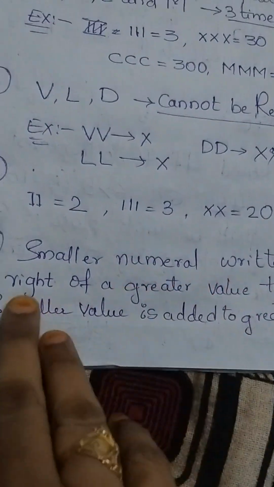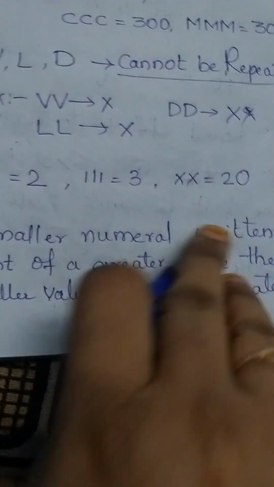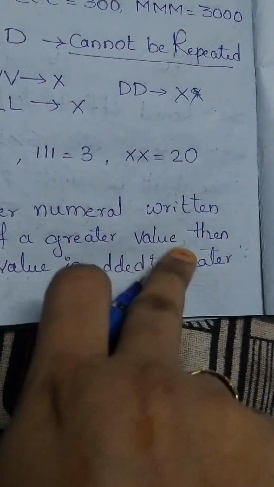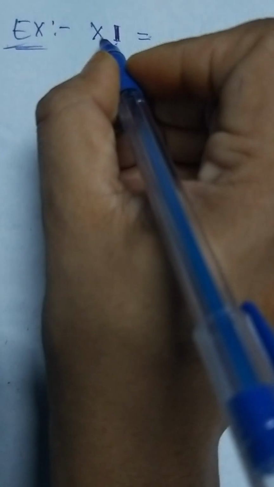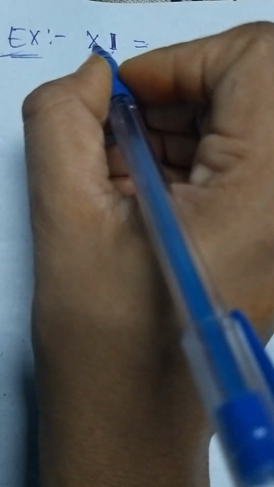For example, I will show here, children. You can't understand by seeing this one. A smaller numeral is written to the right of a numeral of greater value, then the value of the smaller numeral is added to the greater. For example, XI is there. I means 1, and it is small, written to the right of the greater numeral. X means a value of 10. This is 1 only, small, and this is big, greater.